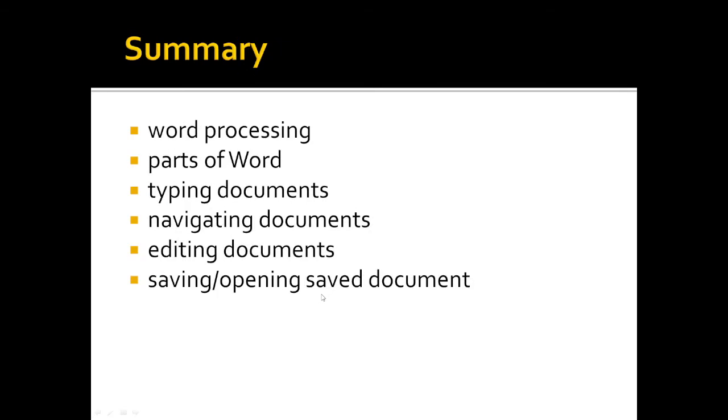So in summary, we have discussed here what word processing is. It is actually an application, or it is the process of creating documents. And we have shown you the parts of Microsoft Word. How do we type documents? How do we navigate documents? How do we edit documents? And how do we save and open saved documents? Now let us show you the actual application.